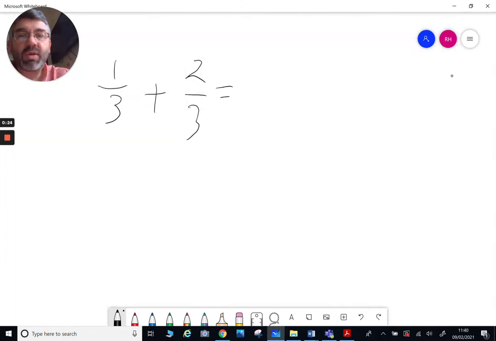When we add up, we say, right, we don't do anything with the denominator, the number on the bottom, so we keep that as thirds. We just go 1 add 2 is 3. Now, we can simplify that fraction, of course, because the number on the top is equal to the number on the bottom, then 3 divided by 3 is 1. So 3/3 is 1, okay? So that's a very simple fraction.